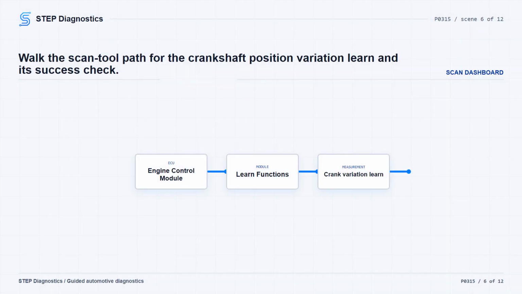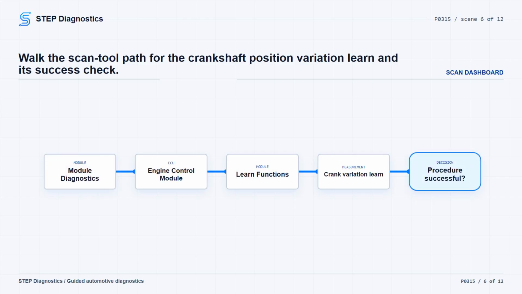If either one is not in that specified state, repeat the directed scan tool path for that learn before moving on. Once the brake pedal learn states are correct, use the scan tool under the engine control module learn functions to run crankshaft position variation learn. Follow the scan tool prompts. When the routine completes, verify that the scan tool procedure was successful.